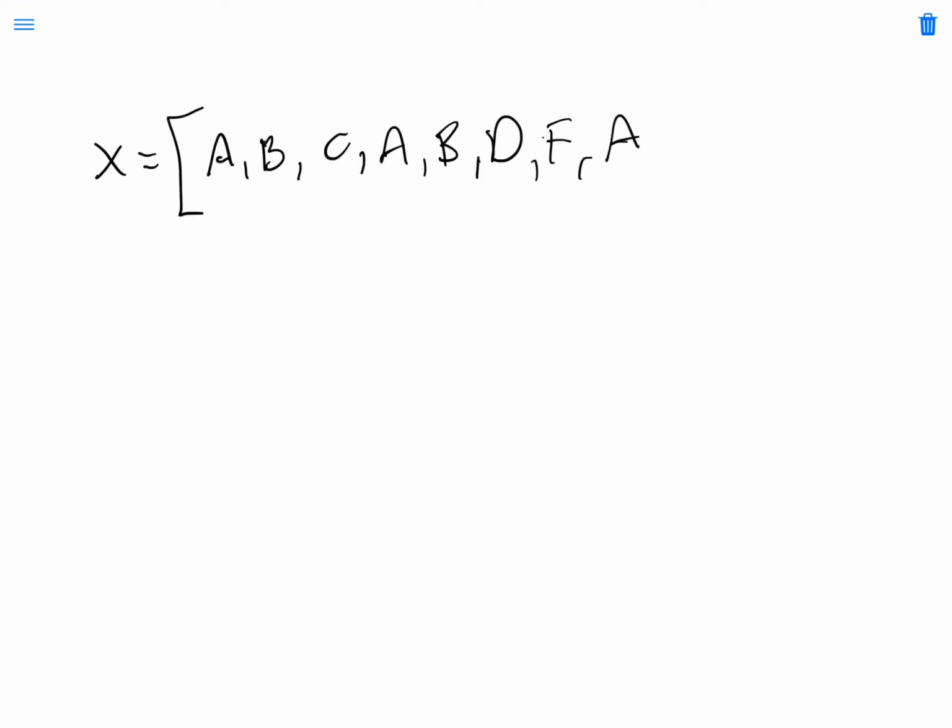Let's talk about tables. Let's assume we have the following data set. These are ordinal data. They're grades from a class. So we have an A, B, C, A, B, D. Someone got an F, an A, B, and a C.